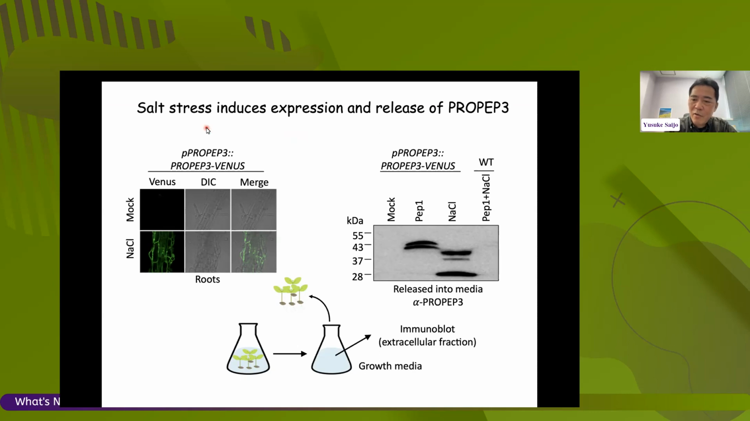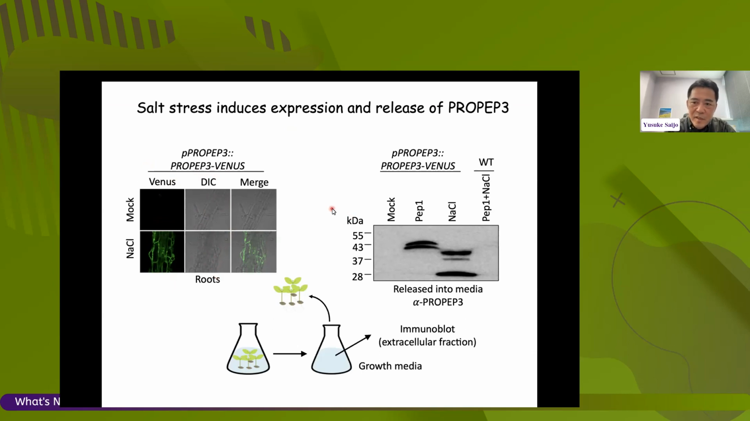To test this, we first examined whether ProPEP3 is also produced and released under salt stress. You can see here, under microscopy imaging studies, the high induction of ProPEP3 Venus in response to salt stress, in this case in roots. And you can see the roots are well damaged. Compared to the mock control, without salt and with salt, you see really damaged roots here.